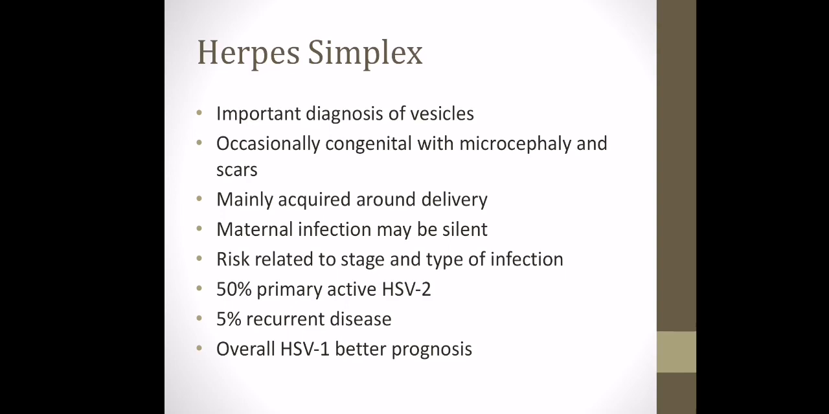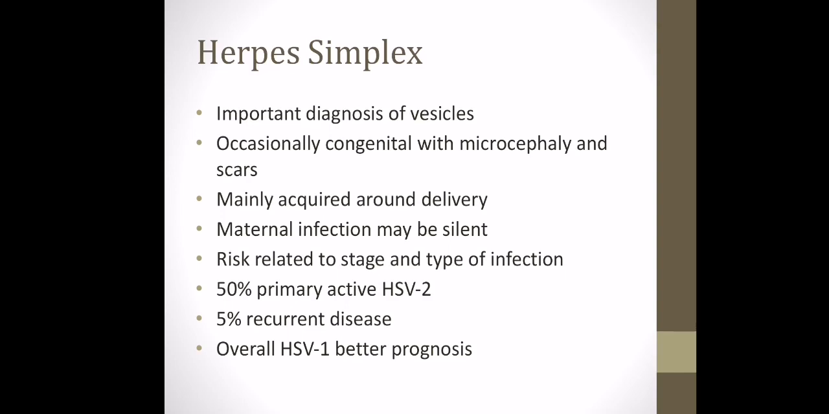So the baby's at risk if the mother has genital herpes, usually within the last 6 weeks of pregnancy. However, it's good to be aware that sometimes maternal infection may be silent, so she might not even be aware. She might not have any kind of herpes or anything present at that time, and the risk is related to the stage and type of infection.